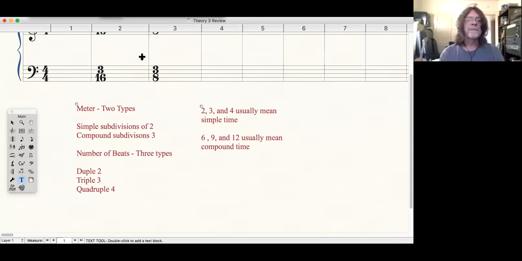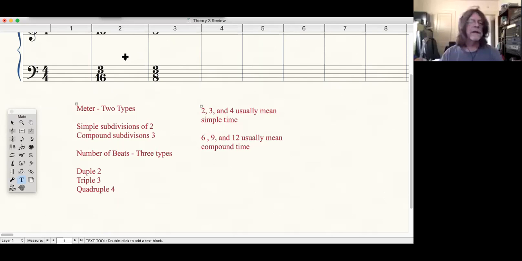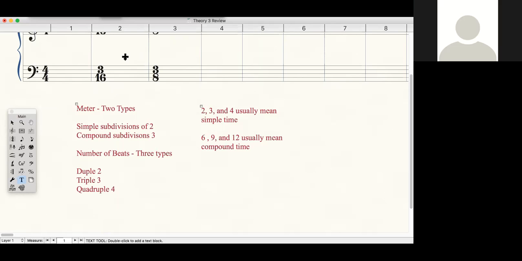Sure, that's right. But let me just count it. 1, 2, 3. 1, 2, 3. Which one is 3/16? Is it quadruple? Let me count it again as compound. 1 and 2 and 3 and, 1 and 2 and 3 and. All right. That's 3/8.